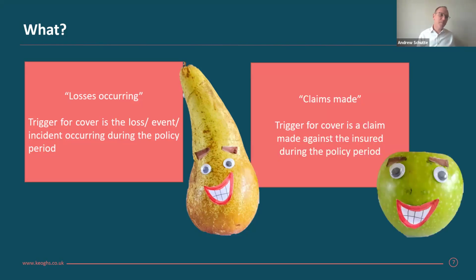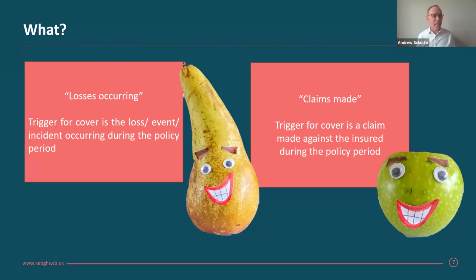And then the other, silly again, claims made is the sort of cover where the trigger is the claim that is made by a third party against our policyholder, against the insured, during the policy period. So you've got 55 more minutes of those two different flavors.